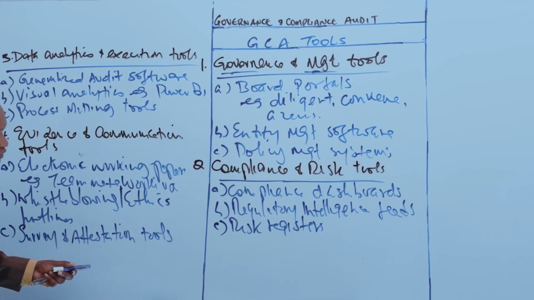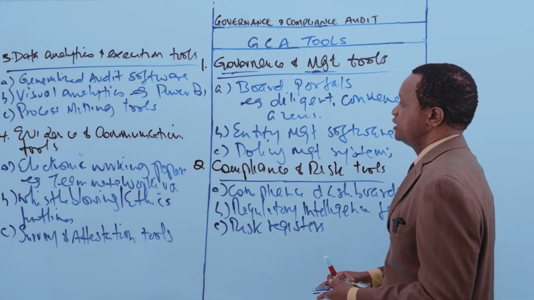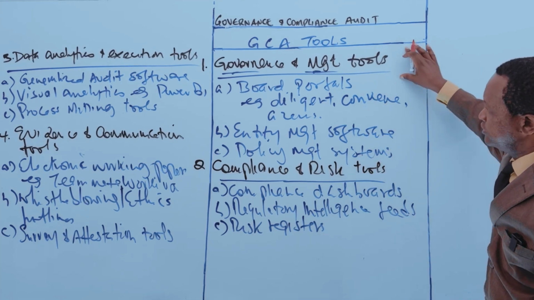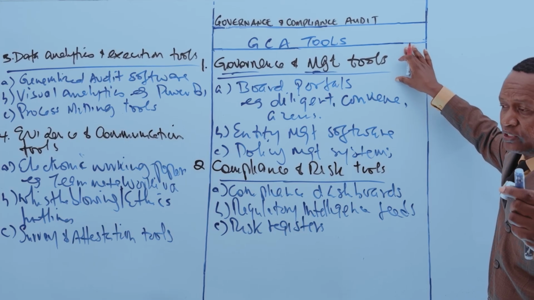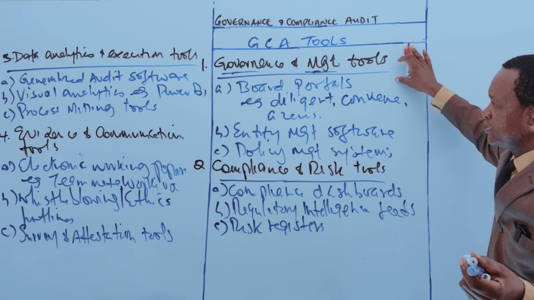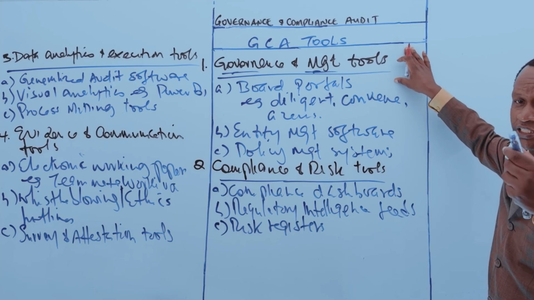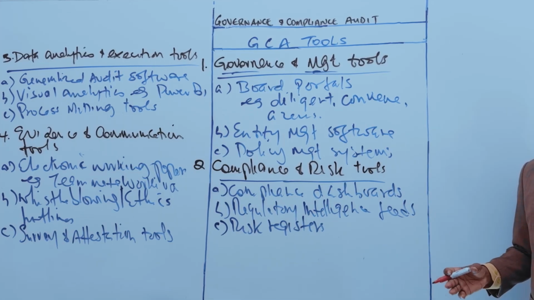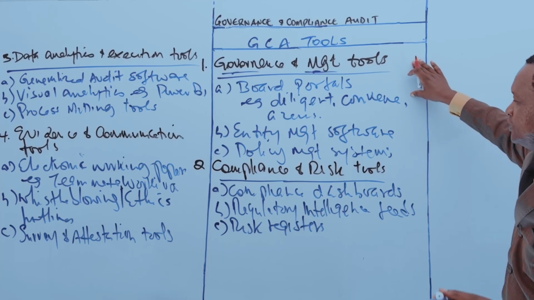So that's all, candidates, for today's lesson on governance and compliance tools. We presented these tools in categories, because we've said that in a modern audit environment, tools are no longer physical things like calculators and checklists. No, these are integrated systems that allow auditors to gather evidence, to analyze risk and report findings digitally with a high level of accuracy and speed.